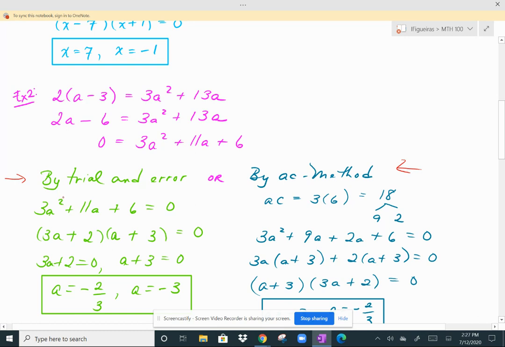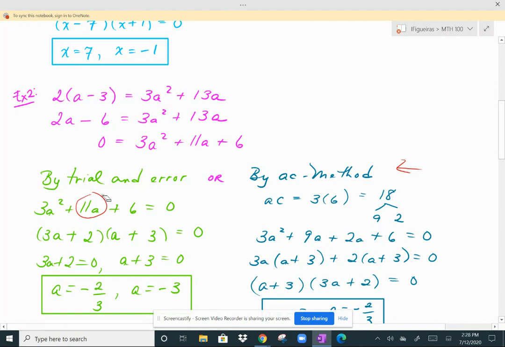because there's only one way to get 3a squared in the first position. And that's with a 3a and an a, so that's why that goes here. 3 is a prime number, so you don't have a lot of options. And then you need two numbers that will give you 6 in the last position. And so we know that 6 could be 1 and 6 or 2 and 3. Now, which pair you use in the position of it depends on what your middle term is. And remember, your middle term is 11.